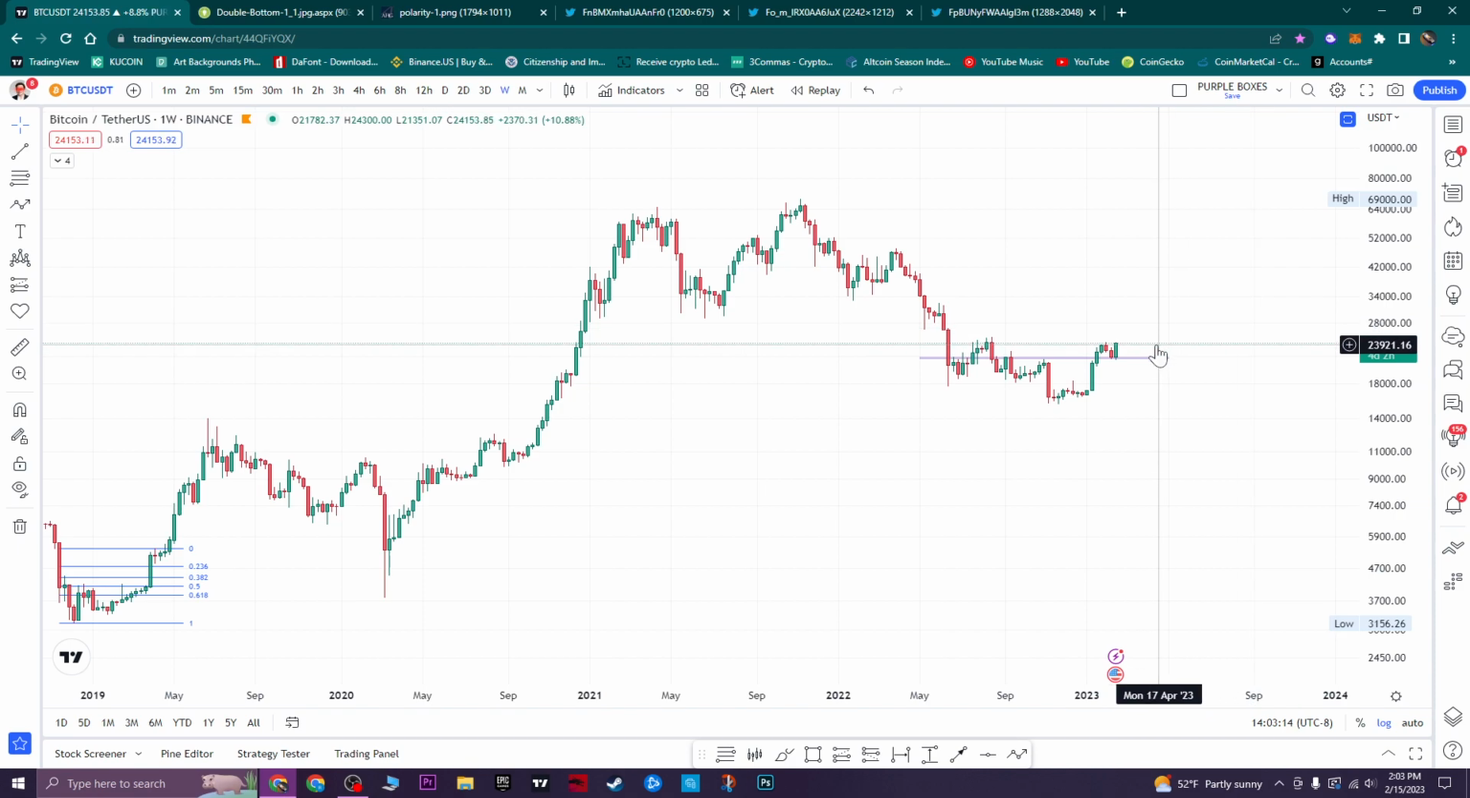Again, Bitcoin's going up. We may see a continuation, most likely. We may see a continuation. This is looking beautiful. This is picture perfect from the book.